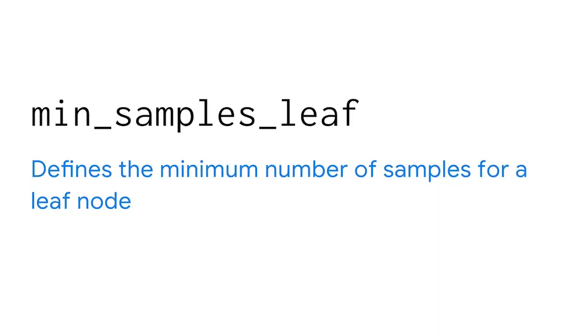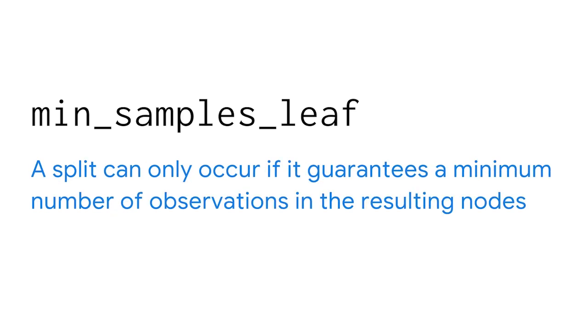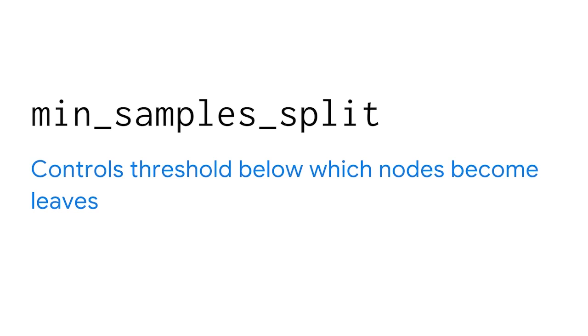We also introduced you to min samples leaf, which defines the minimum number of samples for a leaf node. With min samples leaf, a split can only occur if it guarantees a minimum number of observations in the resulting nodes. Now, a new concept, min samples split, can be used to control the threshold below which nodes become leaves. Random forest models have these same hyperparameters because they are ensembles of decision trees. These hyperparameters control how the learner trees are grown. But random forests also have some other hyperparameters which control the ensemble itself.